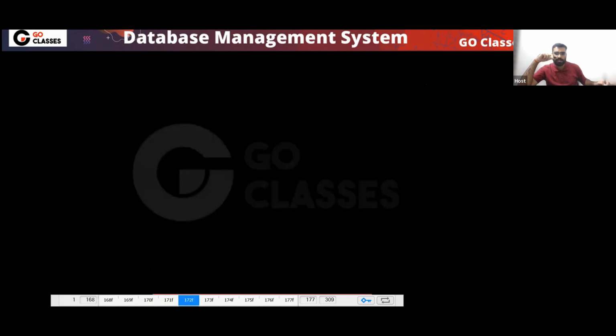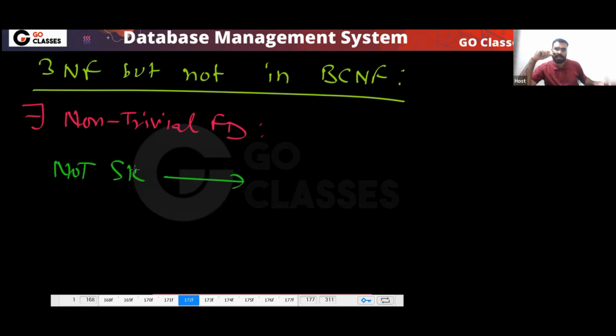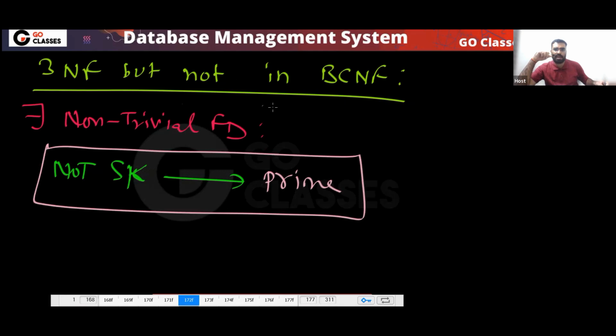See what I'm saying, a very simple thing. If your relation is in 3NF but not in BCNF, then definitely this will happen: there exists a non-trivial FD where the left side is not a superkey. This will definitely happen. This we have already seen, so this is correct.